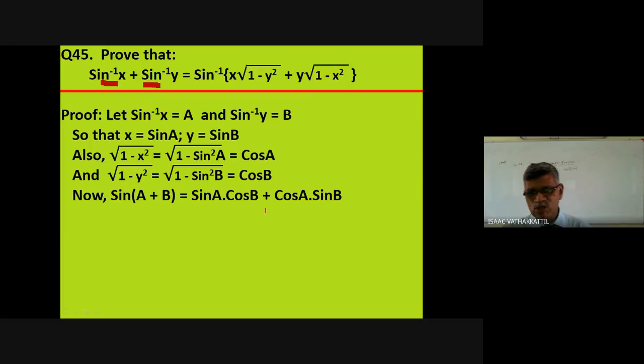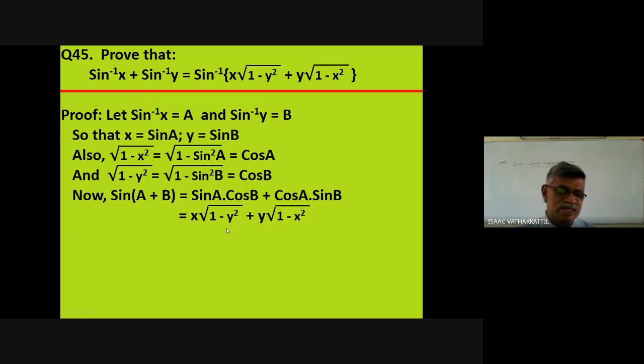Sine A cos B plus cos A sine B. We know it, the sine(A plus B) formula. Now what is sine A? Sine A is x, and cos B is root of 1 minus y squared. That's all. So x into root of 1 minus y squared plus cos A, root of 1 minus x squared, into sine B, which is y.